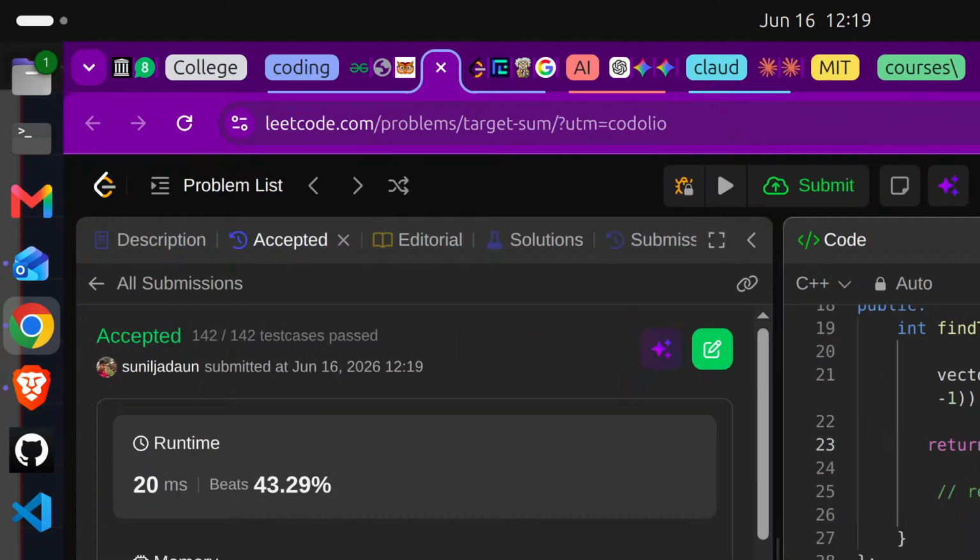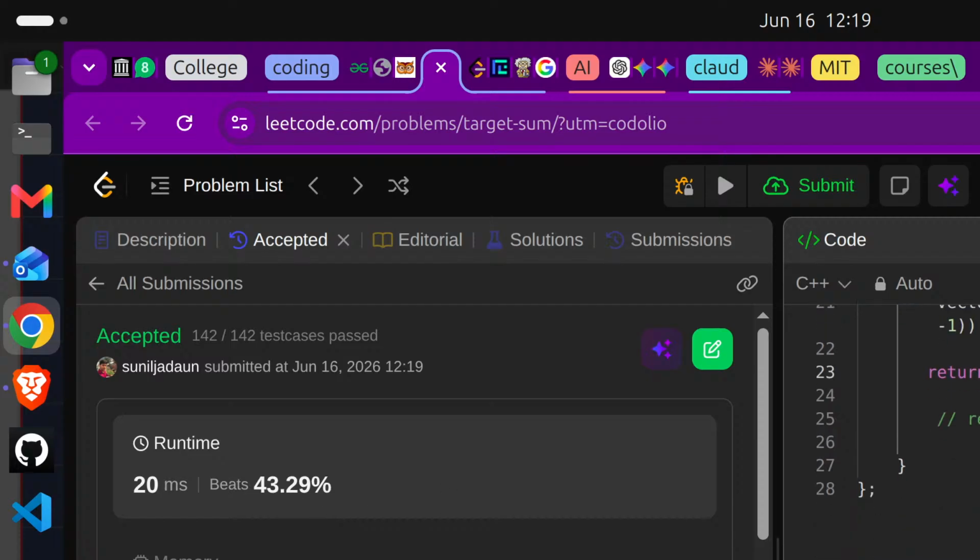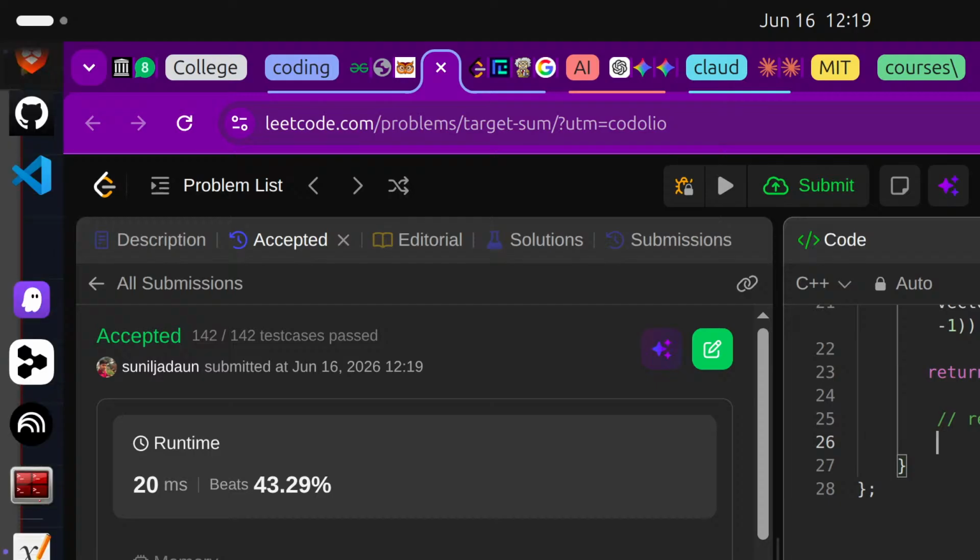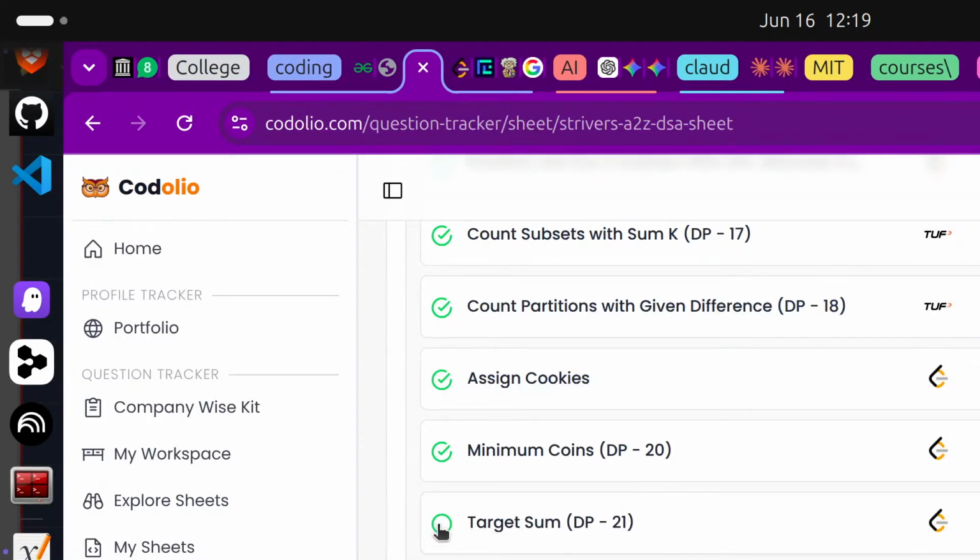It's accepted and now it reaches 43%. We will not go for the tabulation method in this because I don't think we should go for this. If you want you can go. I don't have much time. I am going for lunch. Then I will try to solve this question.